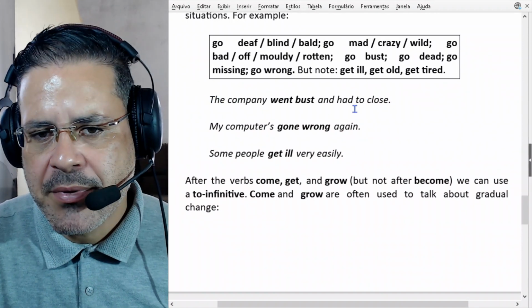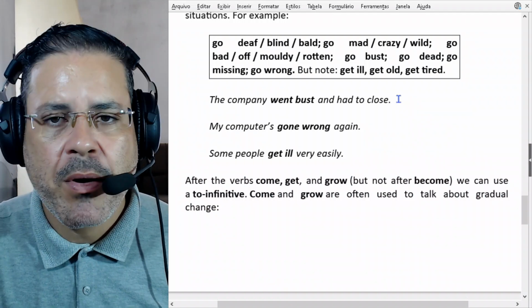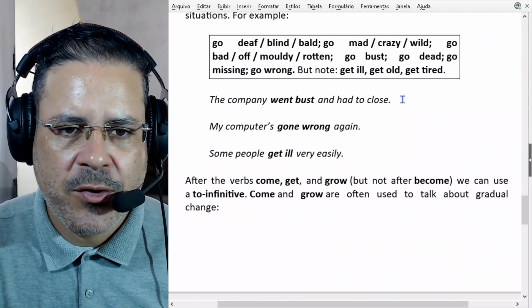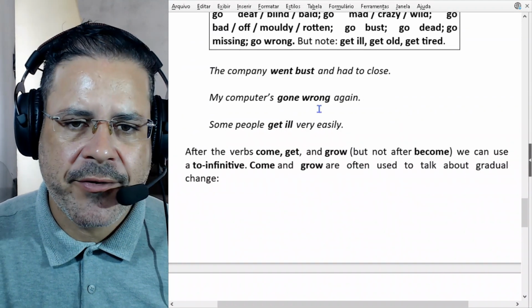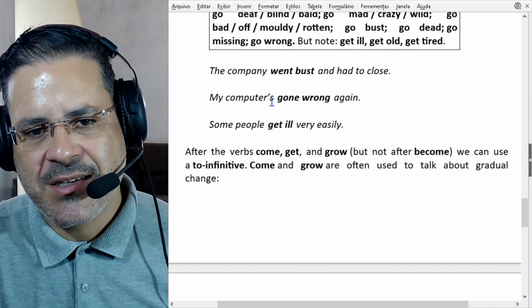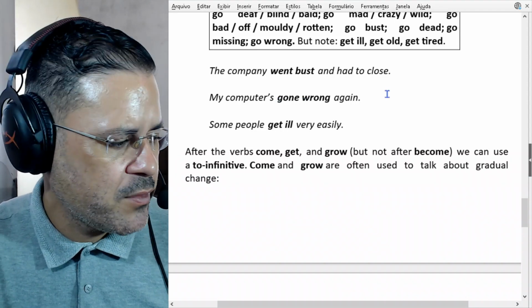Okay, so we've got some examples here. The company went bust and had to close. It's bankruptcy. The company went bust and had to close. Another example, my computer's gone wrong again. My computer has gone wrong again.